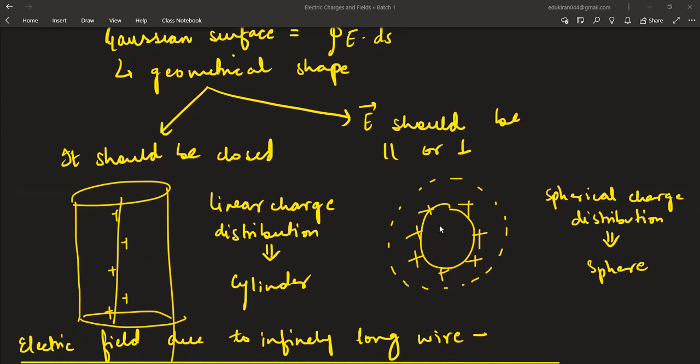If we have a sphere, then for a sphere the only solution is to draw another sphere, so a spherical Gaussian surface. So there are three figures which we have to use: a straight wire, a thin sheet, and a sphere. These three applications are there. Let us complete it today so that we end this chapter. Write down this part, then I'll start with the infinitely long part. Just write this page first.